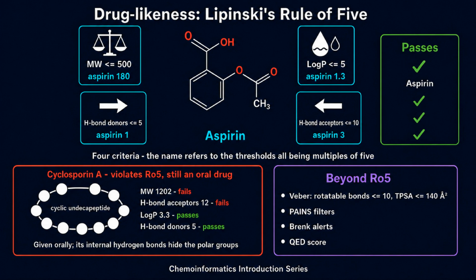Modern approaches go beyond the rule of 5. Weber's criteria add rotatable bonds of 10 or less and a topological polar surface area of 140 or less. PAINS filters remove problematic substructures, Brenk alerts flag toxic groups, and QED provides a continuous drug likeness score.